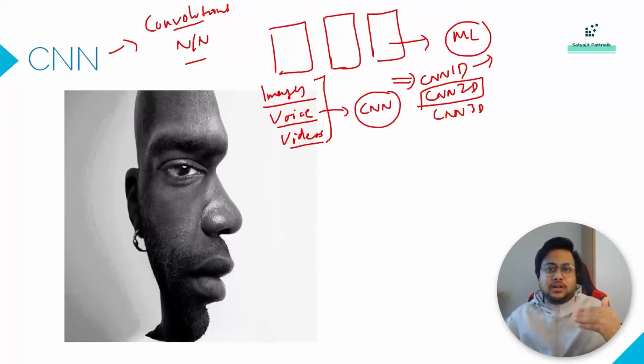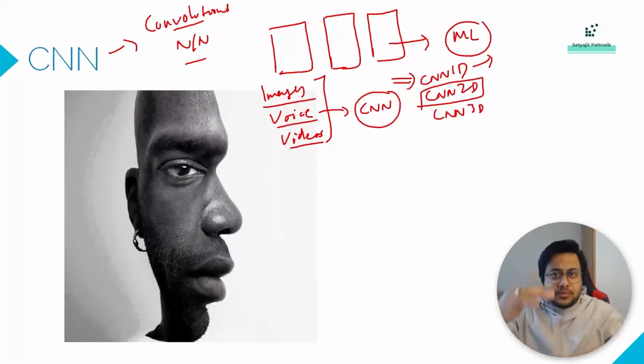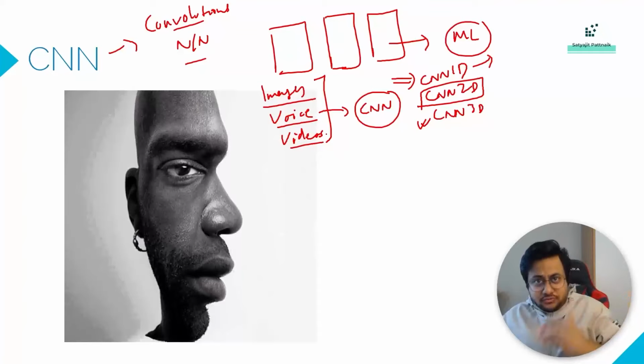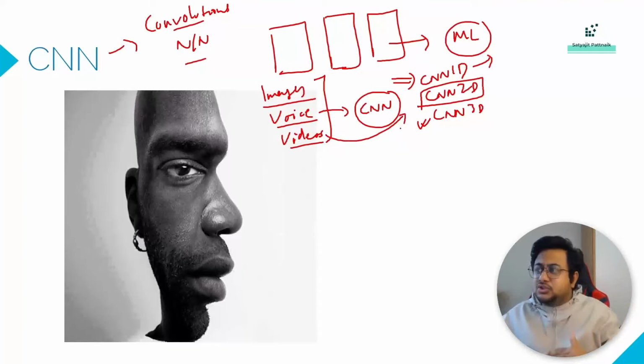Why? Because ultimately when you are using videos, videos are nothing but a combination of millions of frames, and those frames are nothing but images. So you don't even need CNN 3D to process videos. You can also convert videos to frames or images and use your CNN 2D models. That's the basic idea about CNN.